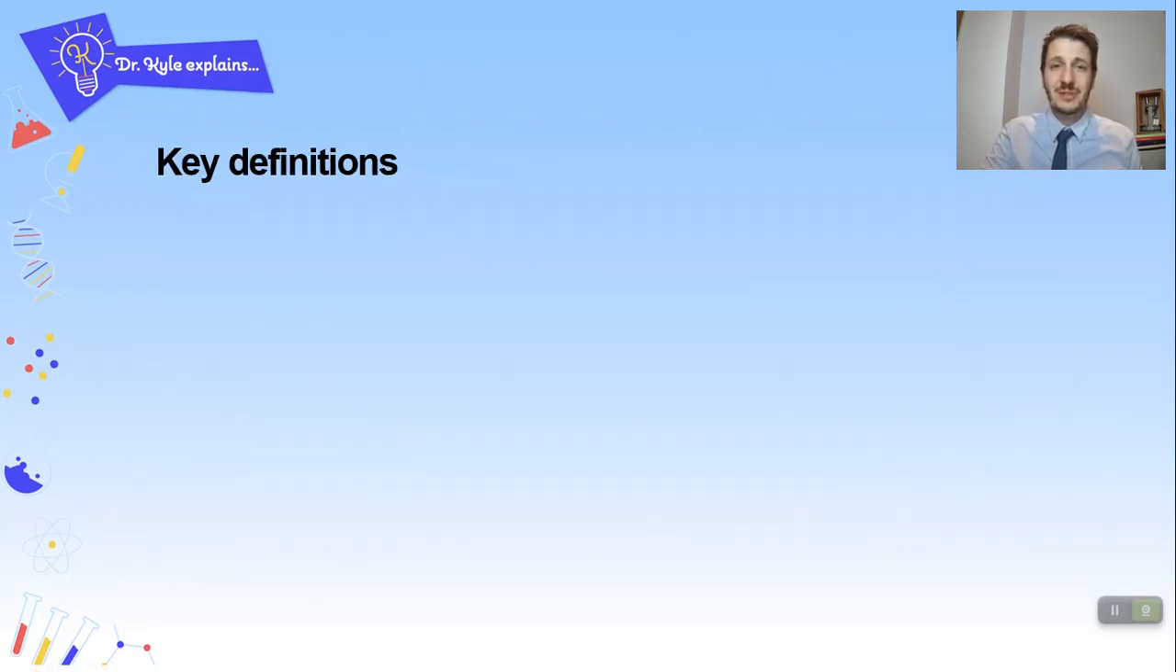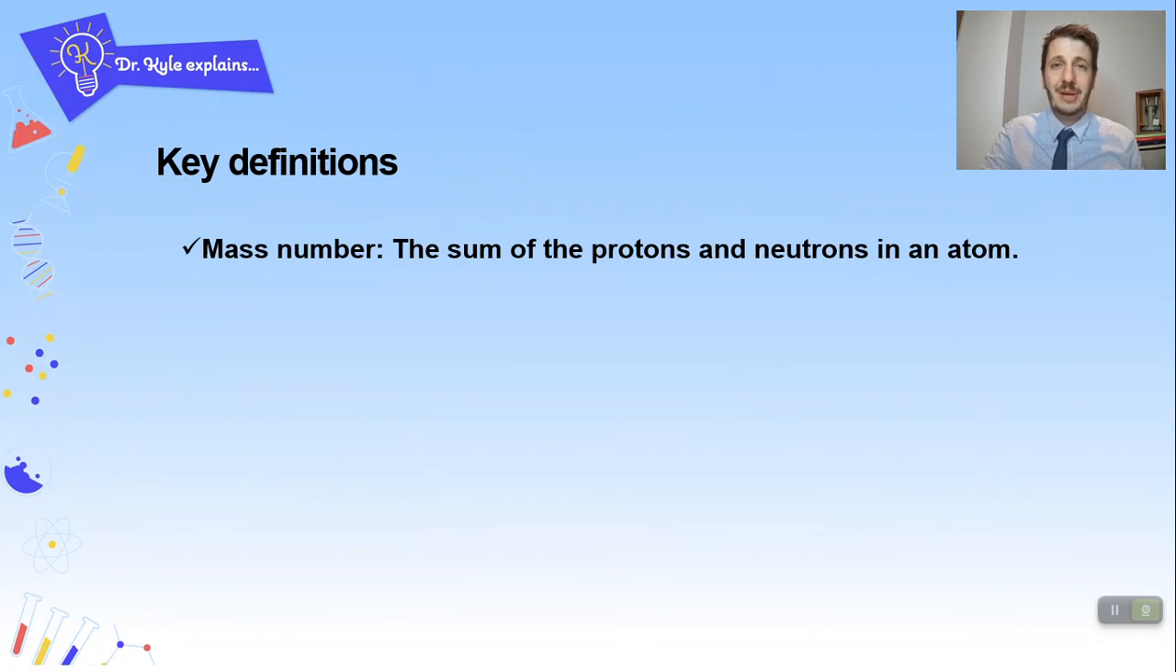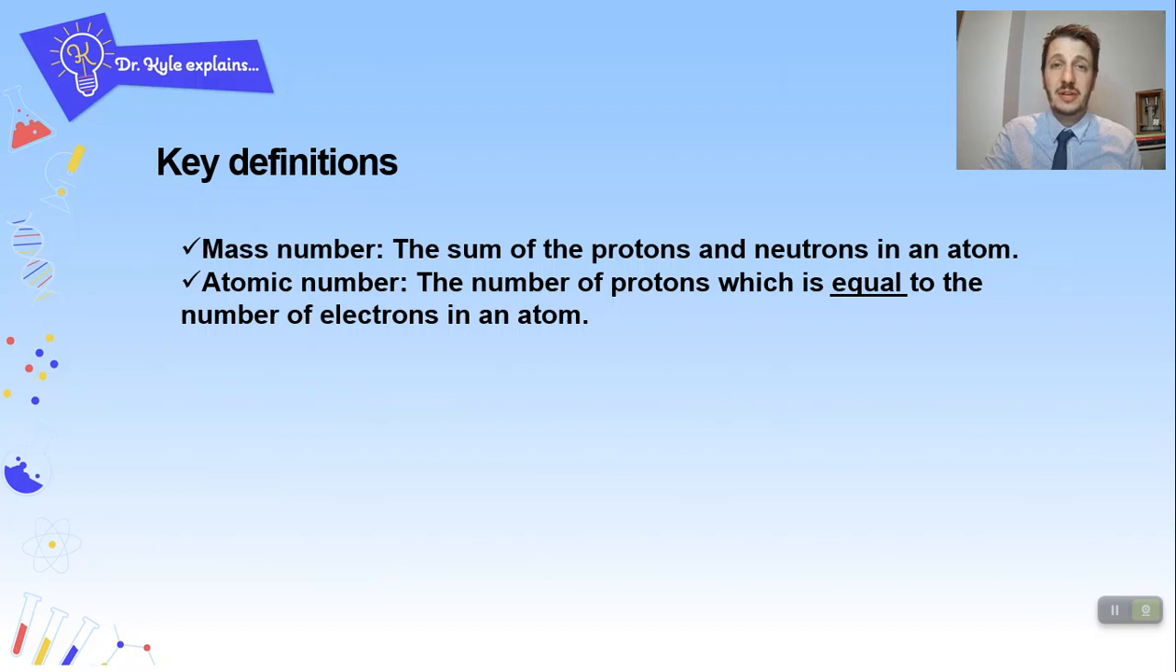Okay, so some key definitions now. The mass number is the sum of the protons and neutrons in an atom. The atomic number is the number of protons, which is equal to the number of electrons in the atom.